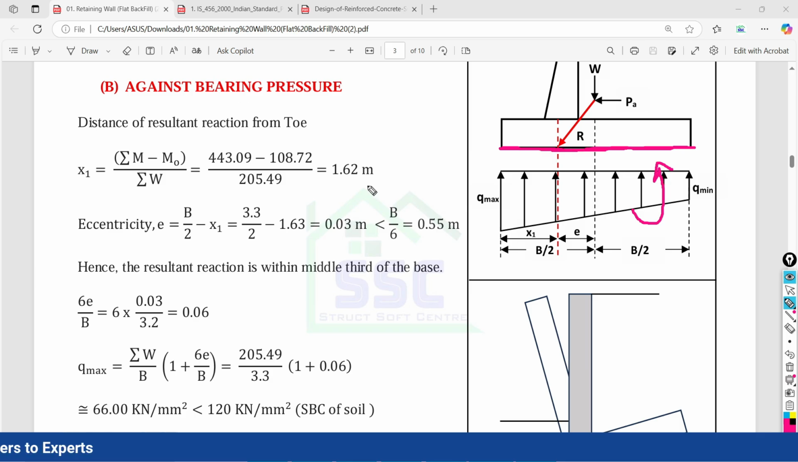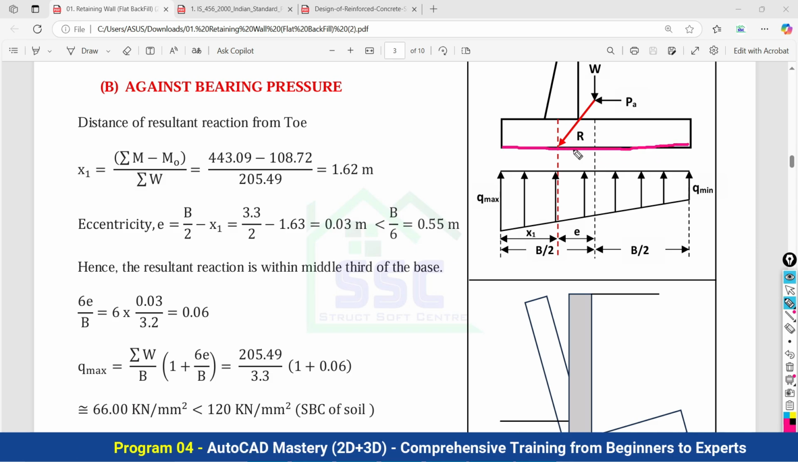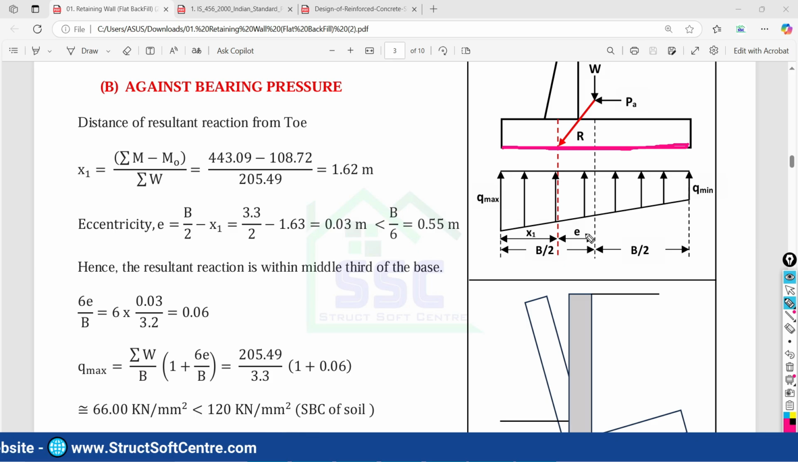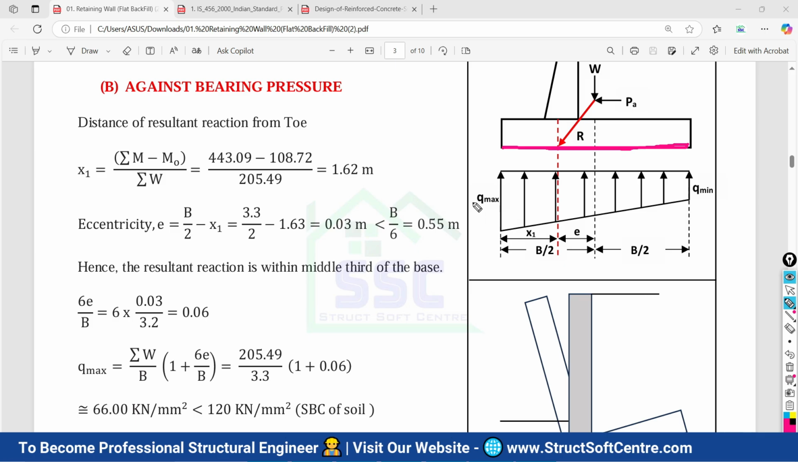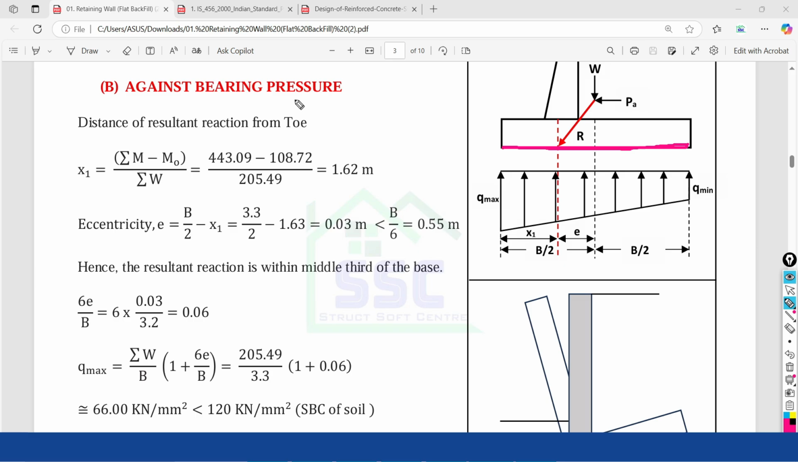So in this bearing pressure check we are going to ensure three things. First, the base of the retaining wall is adequately designed or not. Secondly, we are going to check whether the upward soil pressure at the base of the retaining wall is within the limit of your given SBC of the soil. And third, that the settlements are within the limit or not. If we ensure the pressure is within the limit, then we can ensure that the settlement will be within the limit. So all these checks come under the check against the bearing pressure.